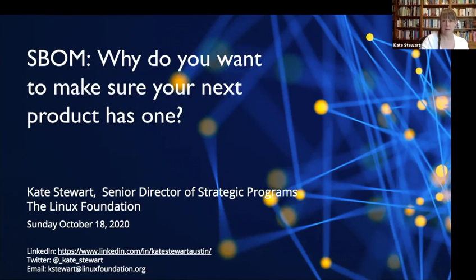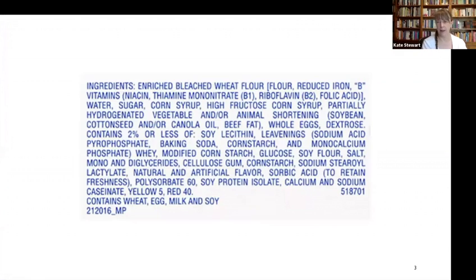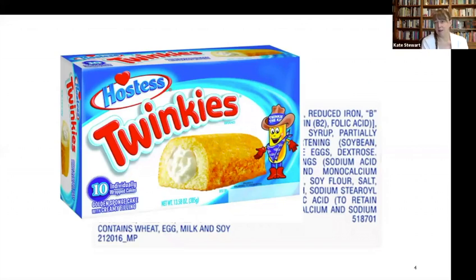So when I say software bill of materials, what does it mean? I think everyone's familiar with the ingredient list on all the food products we buy. This ingredient list lets us know what's there, and if we have issues or things we're trying to avoid, it lets us avoid them. This is the list for Twinkies.